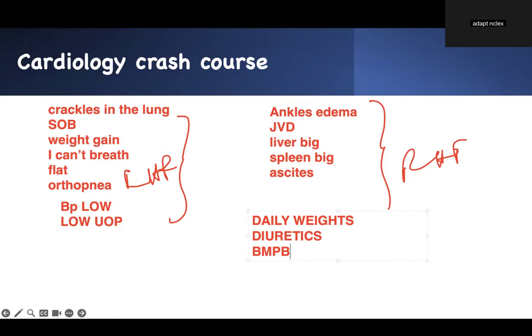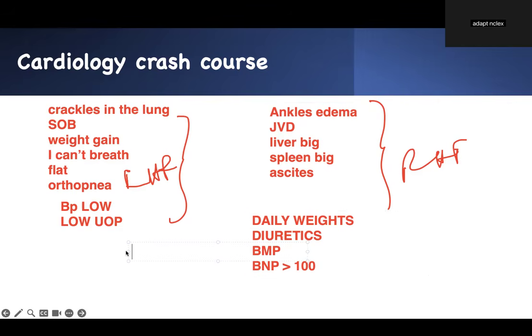Their BMP will be checked daily, and then what lab work will be elevated? BNP. And what level do you want it to be? Greater than 100. It's just a definition of what? CHF. What should be your priority? Just because you have CHF doesn't mean a higher BNP is a priority.